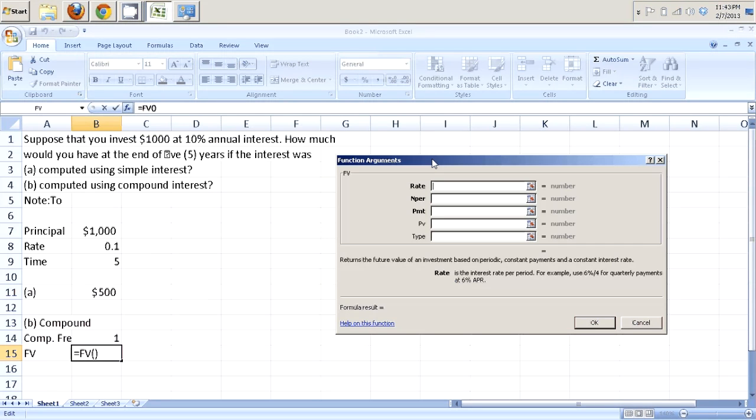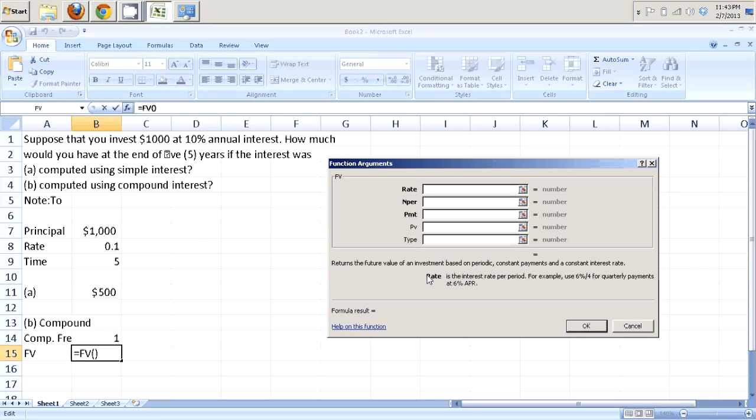Now, the interest rate is not just 10%. Look at what it says down here. It says rate is the interest rate per period. For example, we use 6% for four divided by 4 for quarterly payments at 6% APR. We're saying it's happening annually, so we have 10% divided by the compounding frequency, which is 1 in this case. The number of periods is the total number of periods in the investment.